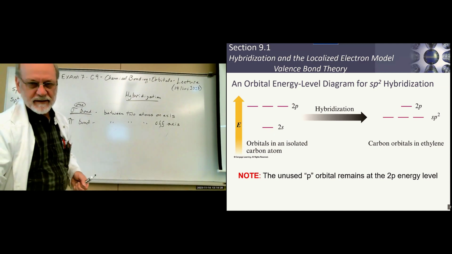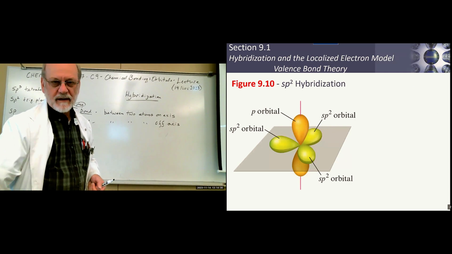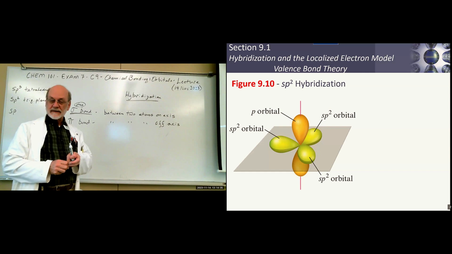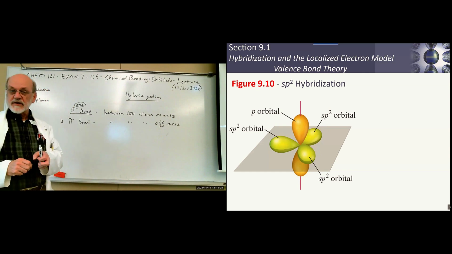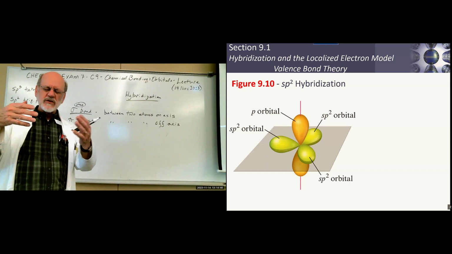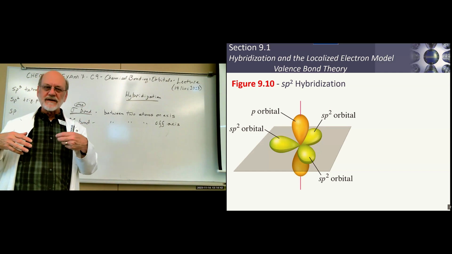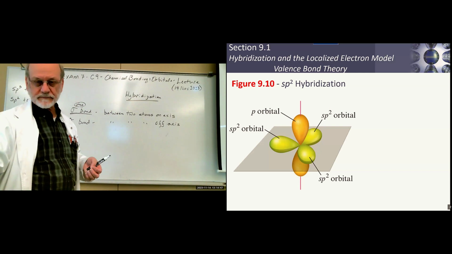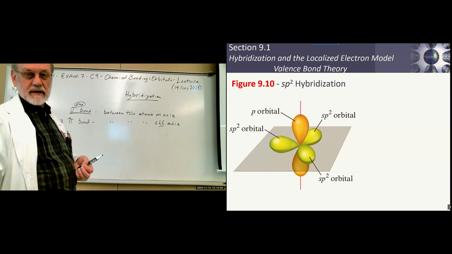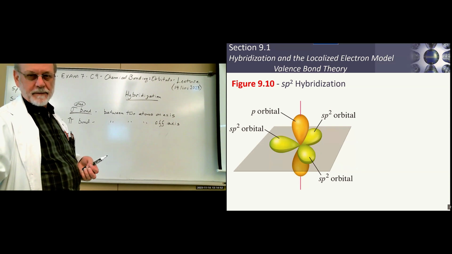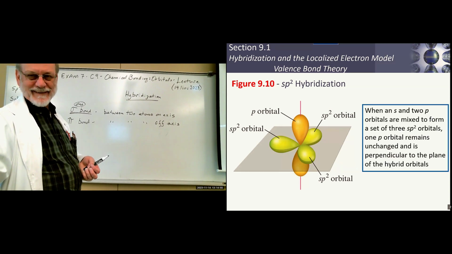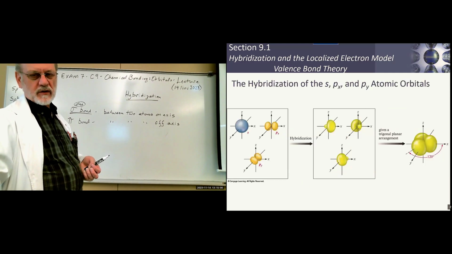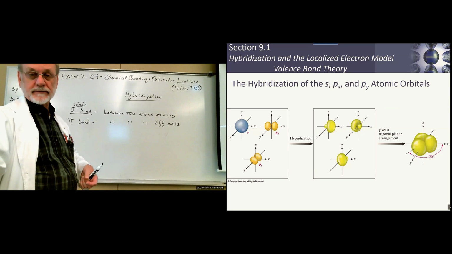This is what it would look like. The sp2 orbital is planar, so you're going to have something bonded with each one of those sp2s, and we have that p orbital that's left over, at right angles to the plane. This is what they look like, mathematically speaking.